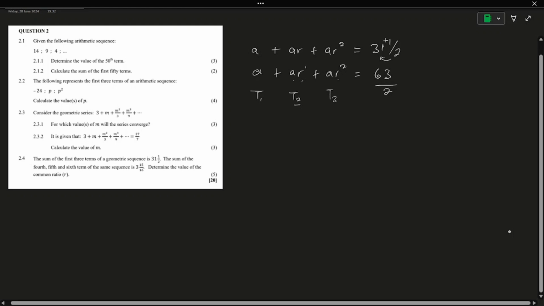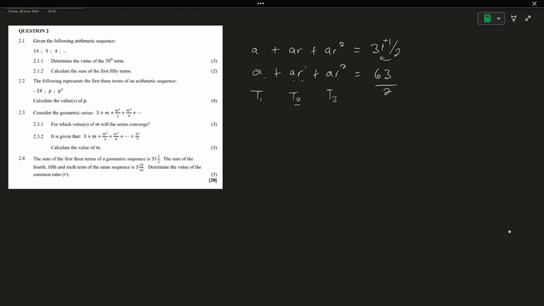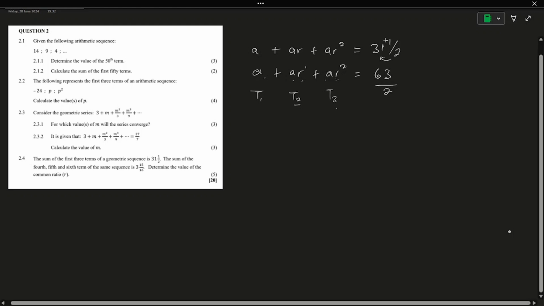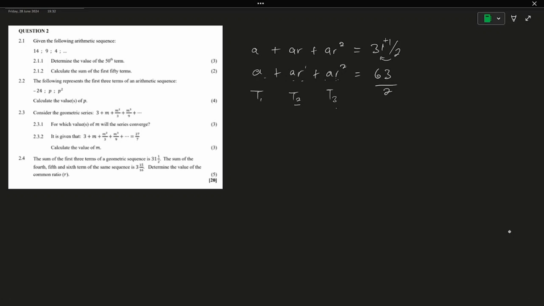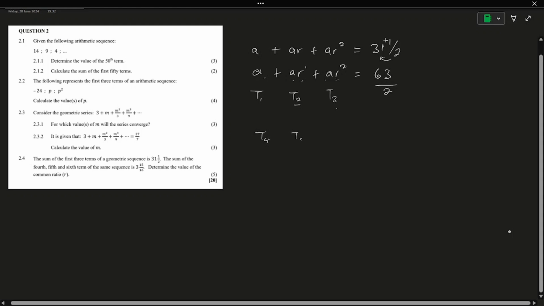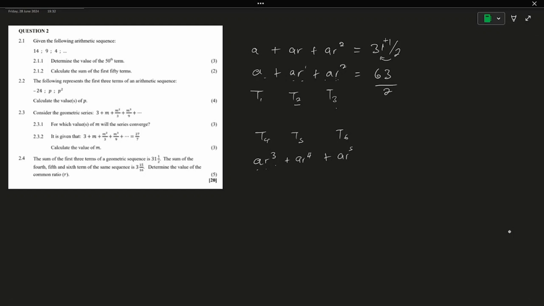Can you see the pattern? So the A remains the same, but the exponent of R is only the term minus 1. So if you are having T3, that means it's going to be R squared. So in other words, if we are told the 4th, 5th and 6th terms, we know that to get T4, T5, and T6, we're going to have A, but T4 is going to be AR^3 because we said it's the term minus 1. So AR^3 plus AR^4 plus AR^5. So AR^5 is term 6, AR^4 is term 5, AR^3 is term 4, according to what we saw, right?